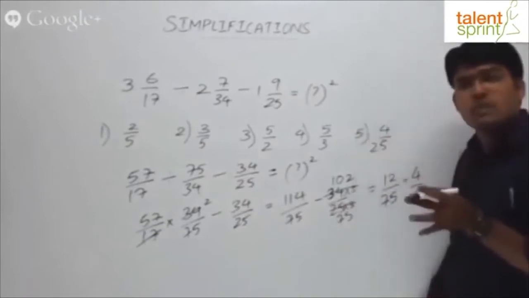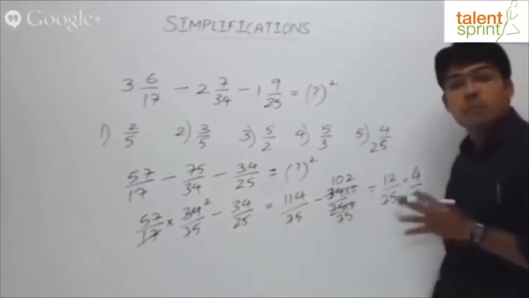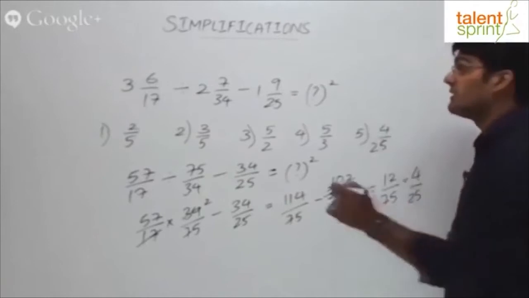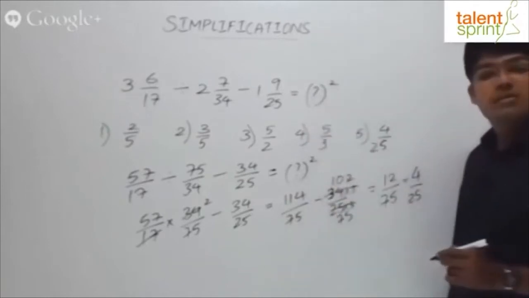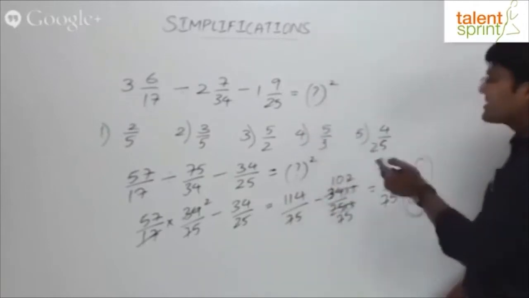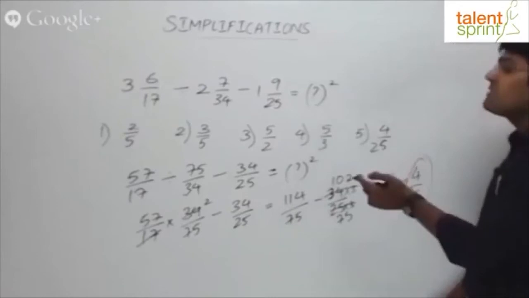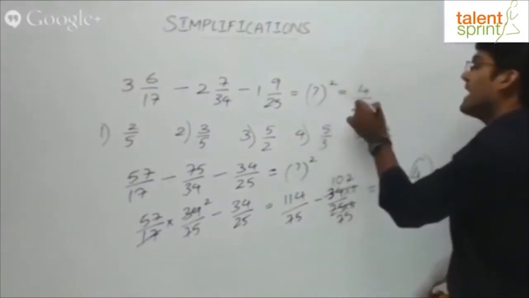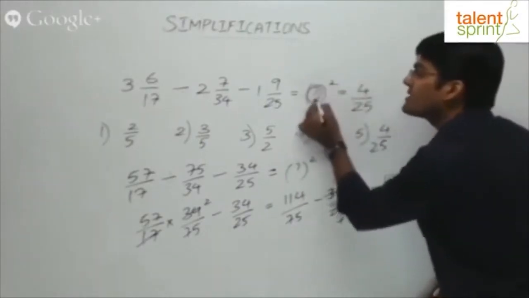There will be many students who will mark the fifth option as the answer, because they missed one simple point here: that the right-hand side was question mark square. So what we have obtained here is question mark square. Yes or no? If you take it as x, we have got to know that this is equal to 4 by 25.